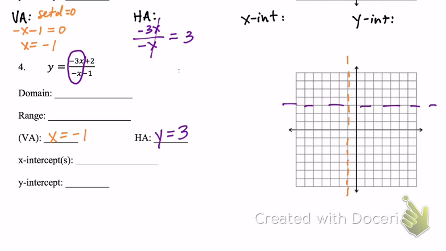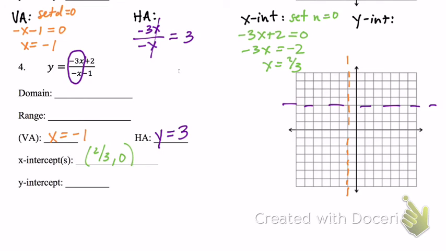X-intercepts, how do I solve for x-intercepts? I do what? Set the numerator equal to 0. So negative 3x plus 2 equals 0. Negative 3x equals negative 2. So x equals 2/3. So my ordered pair would be at 2/3, 0.